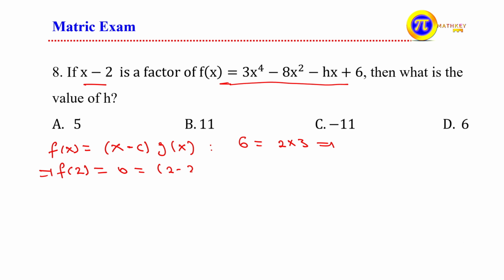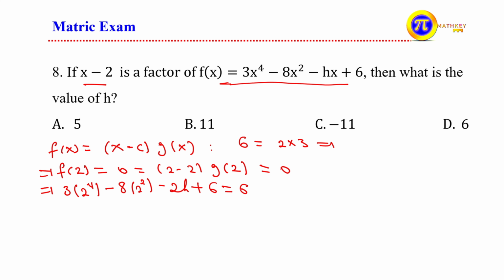Since this is 2 minus 2 times some function g of 2, and this equals 0, when we substitute, f of 2 must be 0. This means 3 times 2 to the power of 4 minus 8 times 2 to the power of 2 minus twice of h plus 6 must be equal to 0.